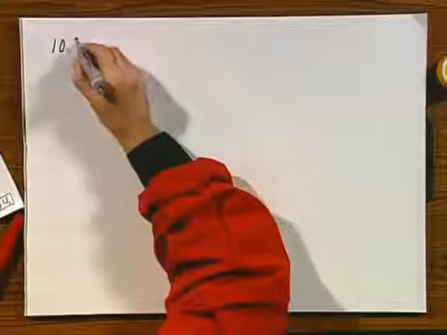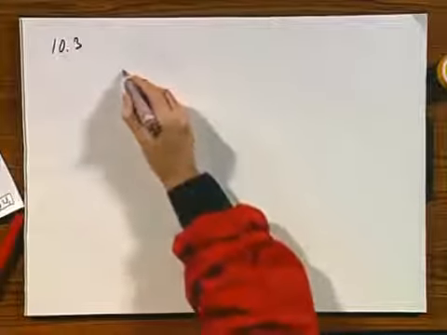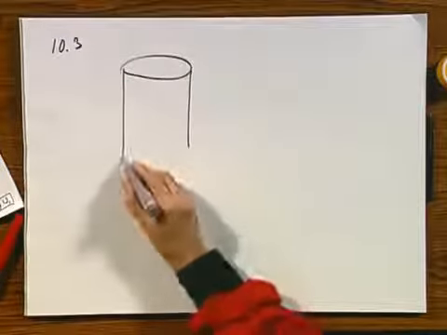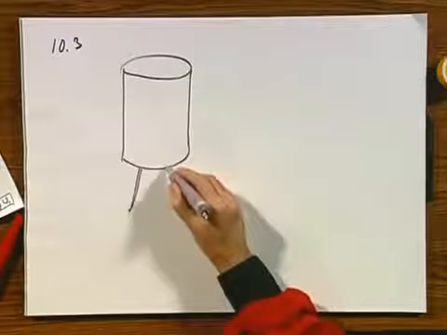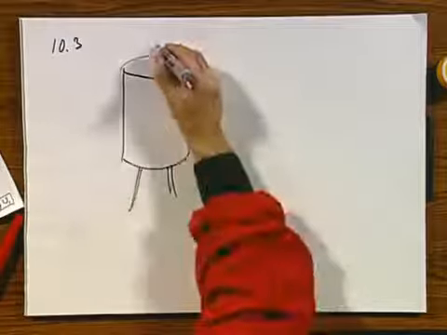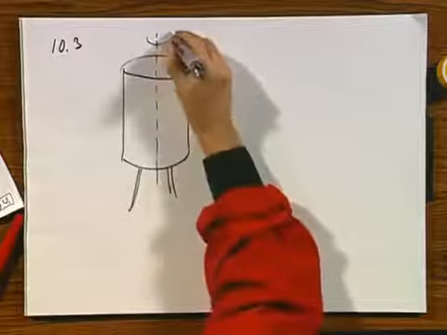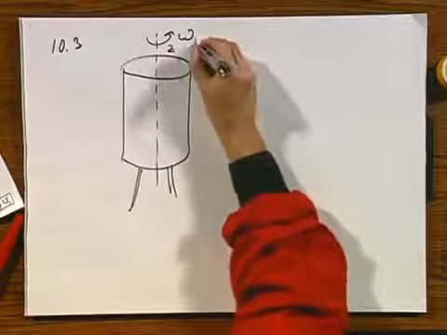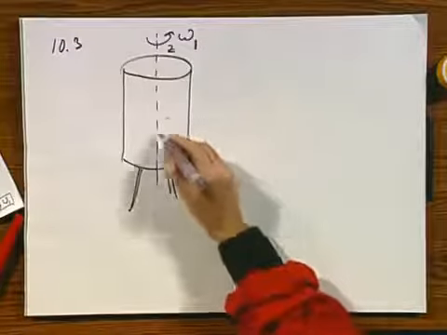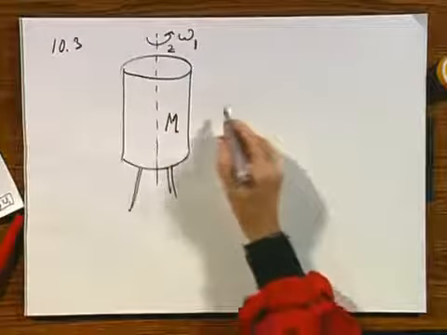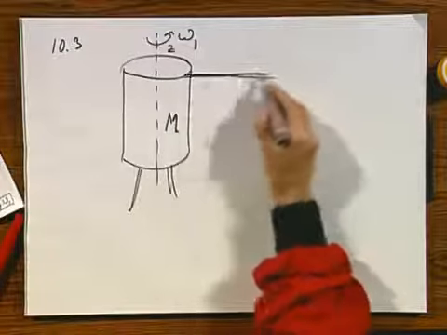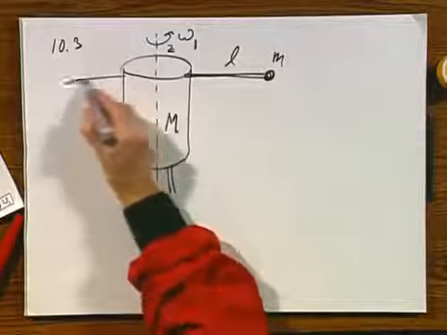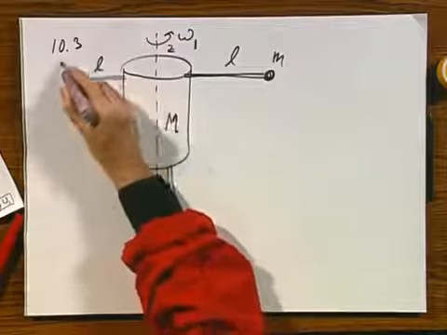Now we come to problem 10.3. We have a human skater, and we assume that the human person is a cylinder, which is perhaps not very friendly. Here are her legs. And it rotates about the center, which I call the center Z, with angular velocity omega 1 in the beginning situation. The mass of the person is m. And the person has arms, length L, and there is at each end a mass m.